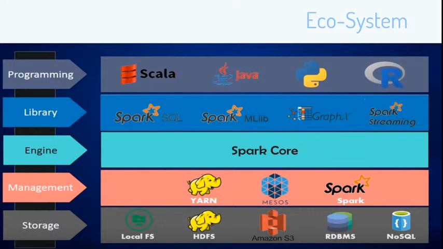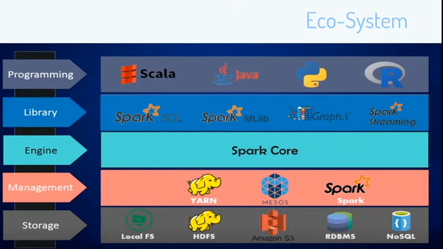Okay, if you go to the library section, we have different types of libraries. About these libraries we have already seen Spark SQL, MLlib, GraphX, and Spark Streaming. But the first important question is what type of programming language we can use to access the libraries, engine, management, and storage. In total we can use four languages: Scala, Java, Python, and R.